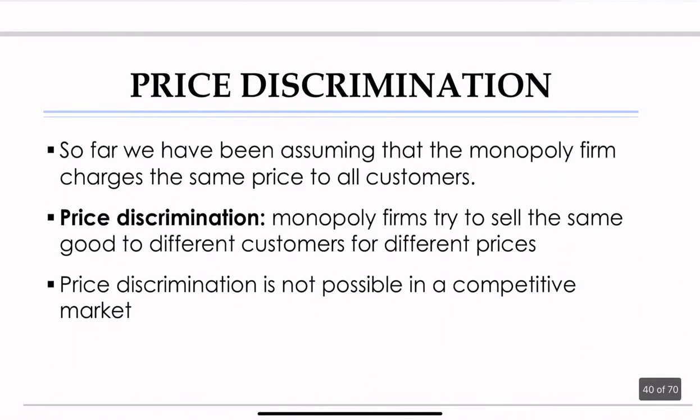Okay, now let's talk about a very interesting topic of price discrimination. If you recall what we have discussed in this chapter until now, we actually always assumed the monopolist firm only charges one price. So it charges one price to every customer. But you can see that in reality, a monopoly firm is a price maker. So it has the freedom to sell the same product to different customers for different prices. And when this happens, it is called price discrimination.